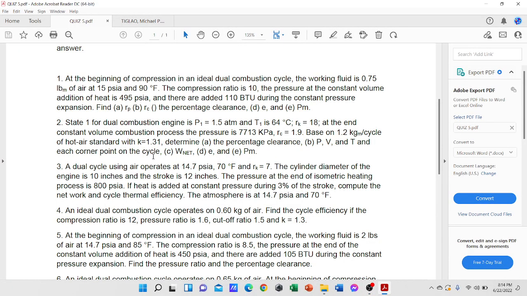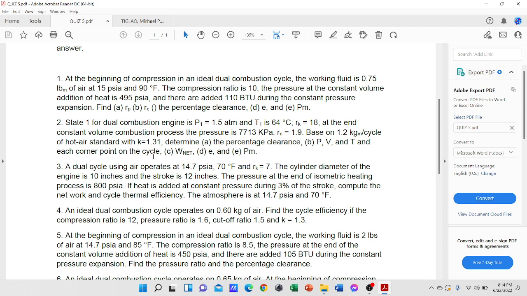For problem number 3, a dual cycle using air operates at 14.7 psia, 70 Fahrenheit, and rk equals 7. The cylinder diameter of the engine is 10 inches and the stroke is 12 inches. The pressure at the end of isometric heating process is 800 psia. If heat is added at constant pressure during 3% of the stroke, compute the net work and cycle efficiency. Atmospheric is 14.7 psia and 70 Fahrenheit.